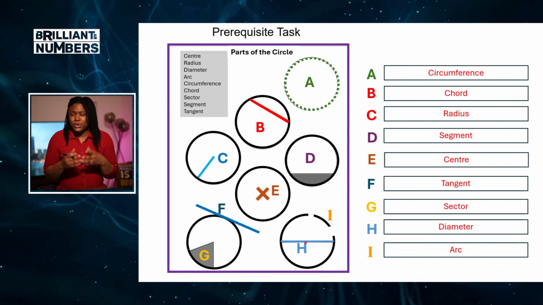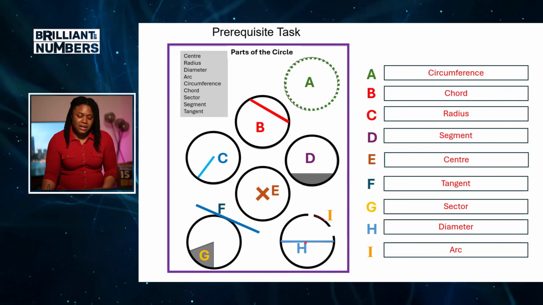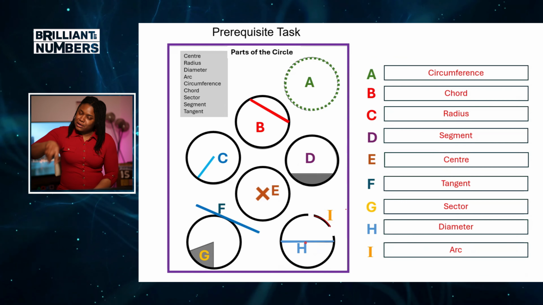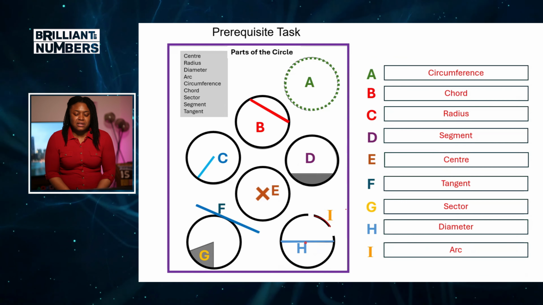So you can see here, the part I've highlighted is small compared to the circumference of the circle, which makes this a minor arc. And then the other part of the circle would now be a major arc. Now, with that foundation of the parts of the circle being laid, we are now ready to go into our lesson.